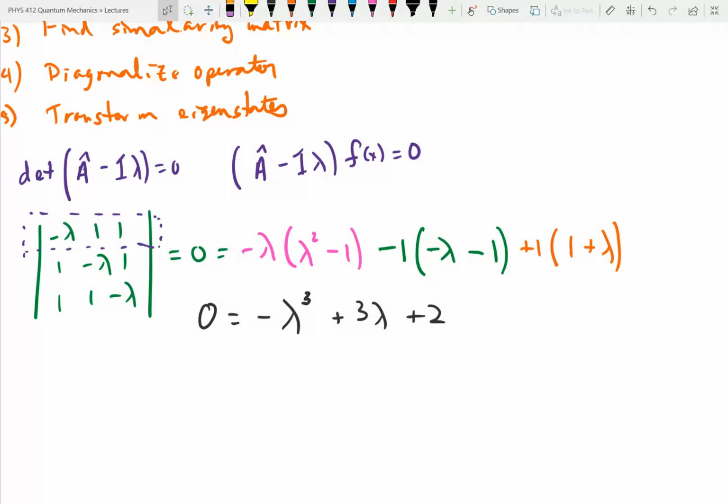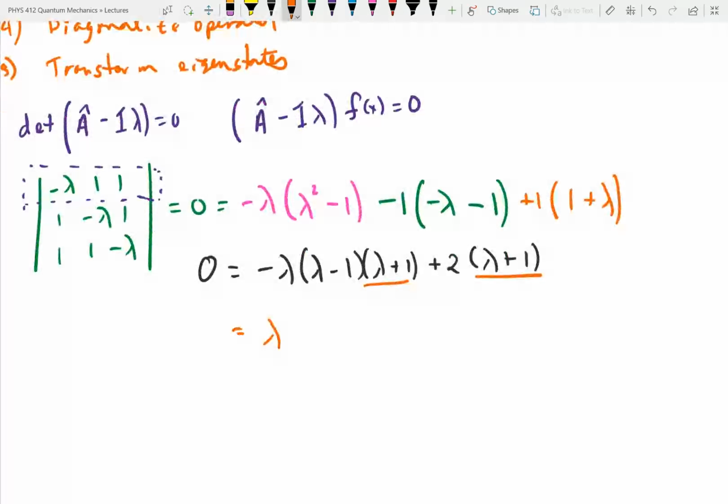Well, I was thinking about this, actually it was last night. That was correct, but there's an easier way to write it to get your answers. Here's the easier way to write it. Minus lambda times lambda squared minus 1 is lambda minus 1 times lambda plus 1, right? And then minus, minus, minus, I can just change those to all pluses. And that makes these two the same thing, so it's just going to be 2 times lambda plus 1. Now that I have that, I see that I have lambda plus 1 in both terms. So I factor it out.